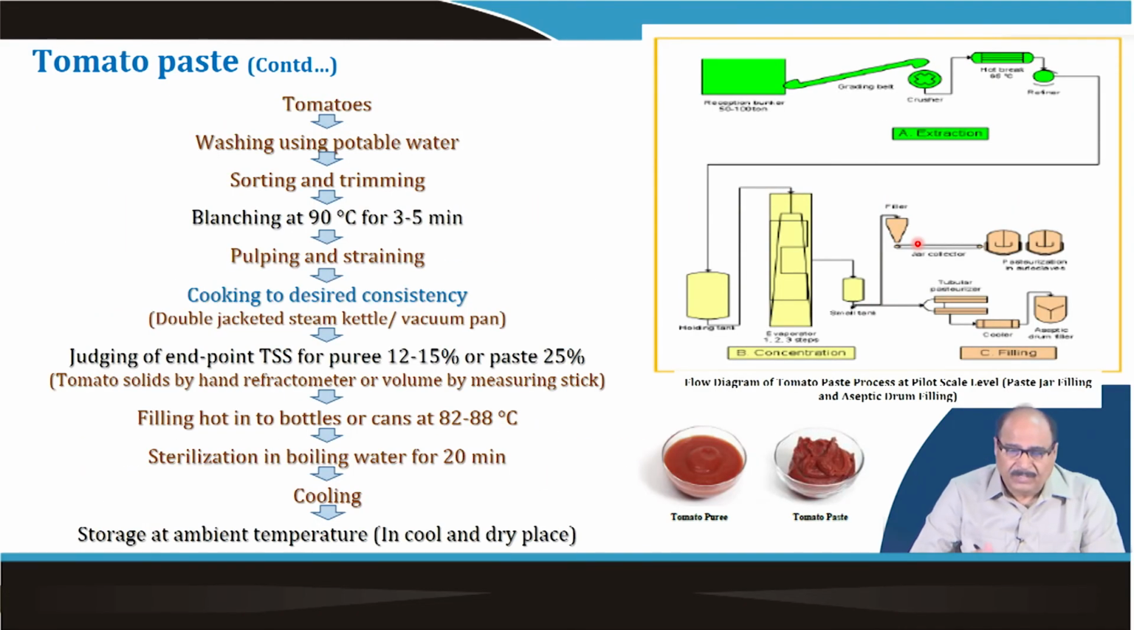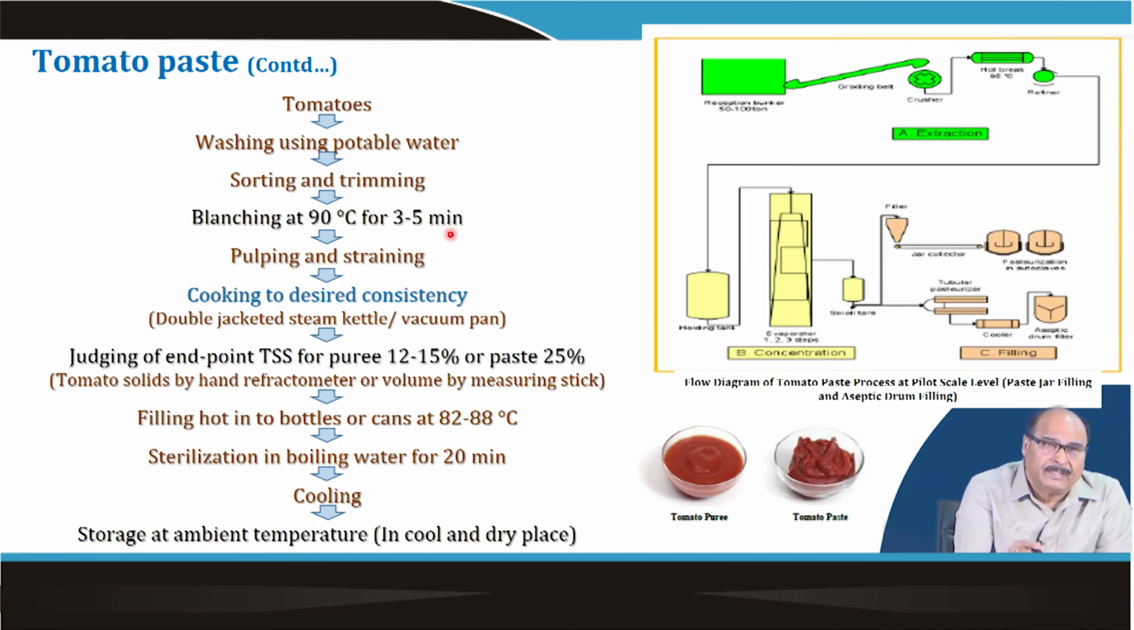products. This is the process flow chart, which is a conventional process flow chart: tomato washing using potable water, sorting and trimming, and then blanching at 90 degrees Celsius for 3 to 5 minutes. So, this inactivates the enzyme, and this is known as the hot break method for the juice extraction. So, it gives a better yield of the juice.